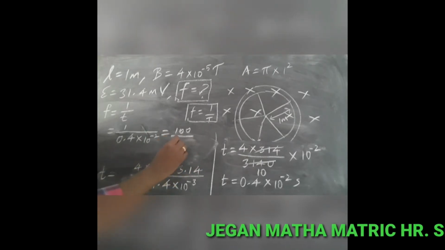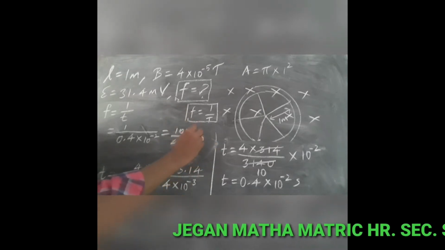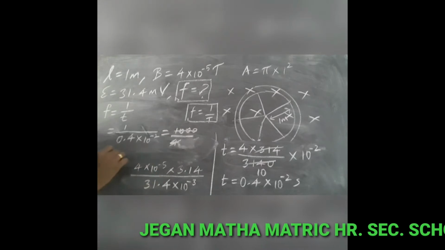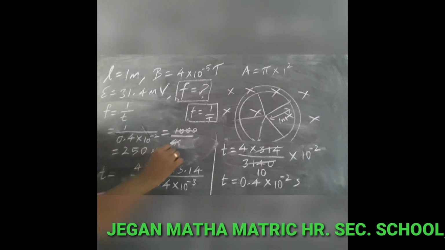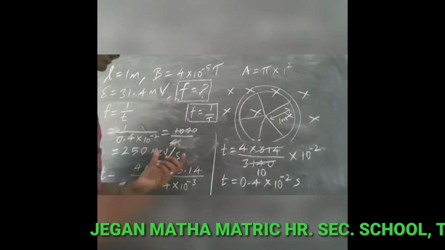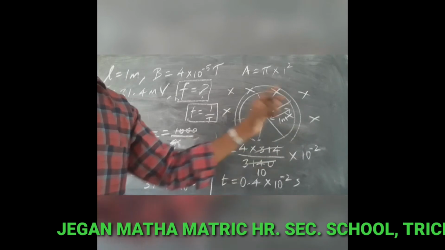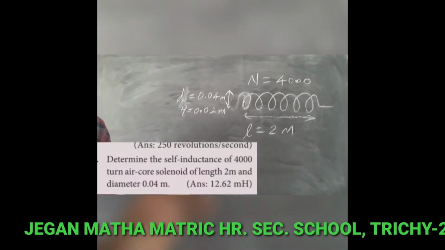So let me write 4 into 10 to the power of minus 1. That also can be taken to numerator. 1000 by 4. What will be the value? 250. 250 revolutions per second. This means that the wheel makes 250 revolutions in 1 second. So let us solve the ninth problem.